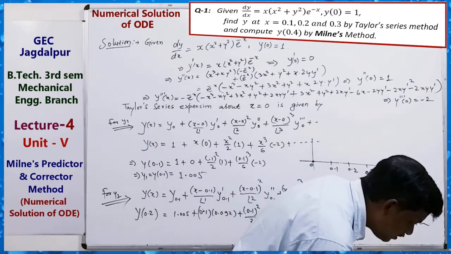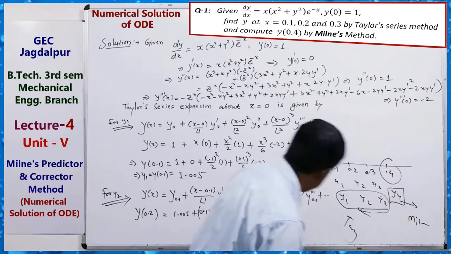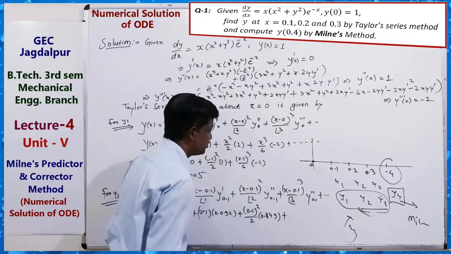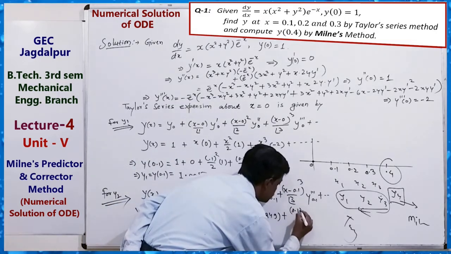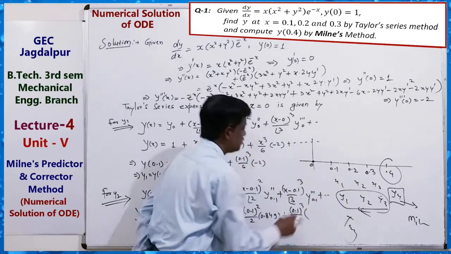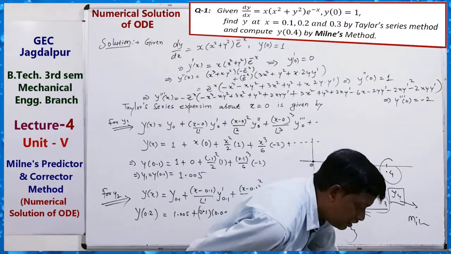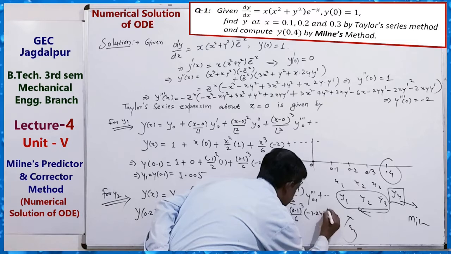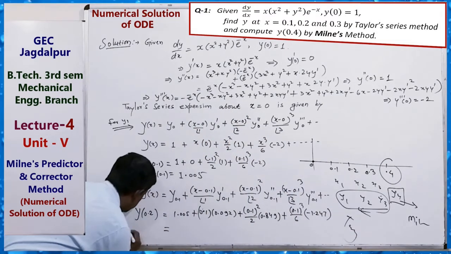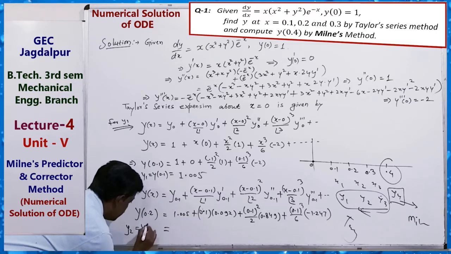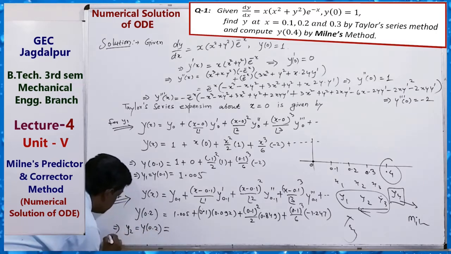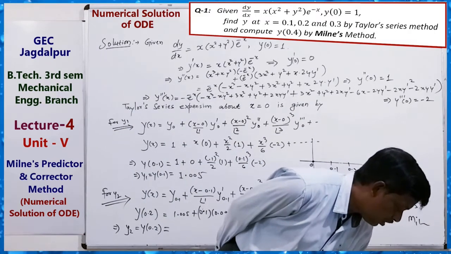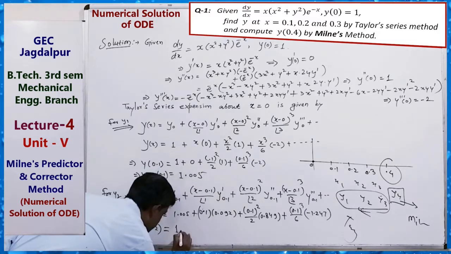Okay, so here 0.849, this is 0.849 plus here also, just like this, 0.1 cube upon 6, and just finding the third derivative, minus 1.247. Just calculate up to this. You can get what? y2 equals y at 0.2. This is y1, this is y2. At y2 the value is 1.018.